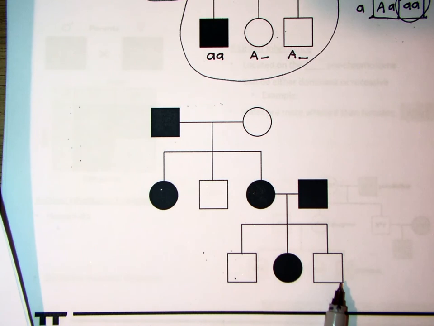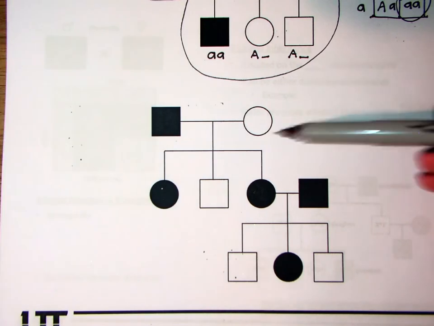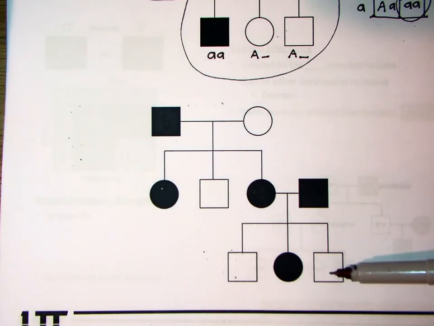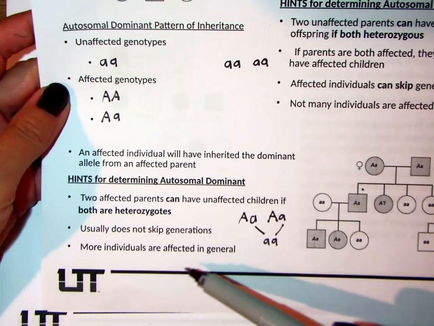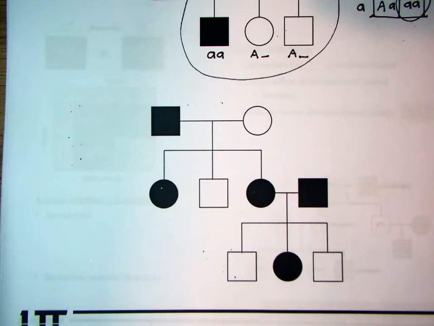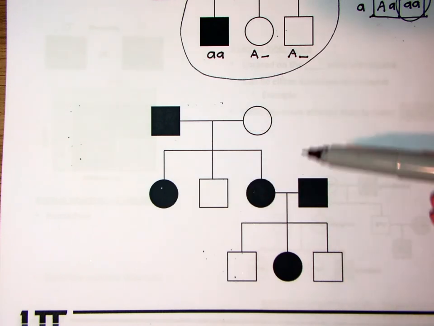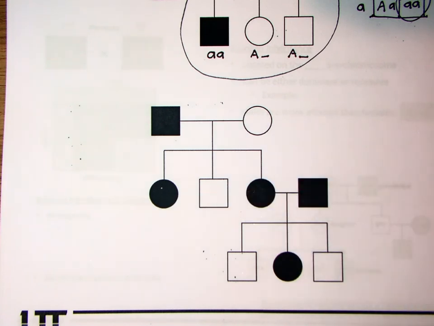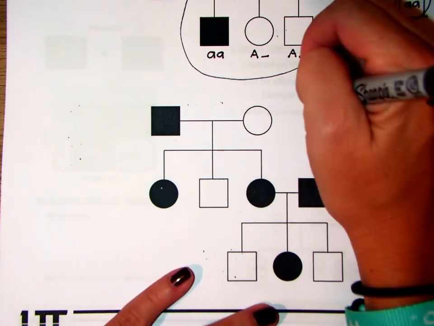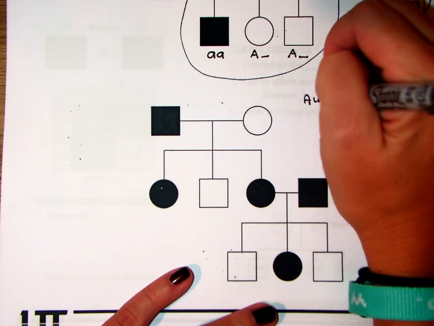The next hint is that it usually does not skip generations. Look at that. We have it in all 3 generations shown here. And there are more individuals affected in general. And here we've got 1, 2, 3, 4, 5 out of 1, 2, 3, 4, 5, 6, 7, 8, 9. So that percentage is much higher. So let's just assume this is autosomal dominant, and then we'll fill everything in and see if it works.